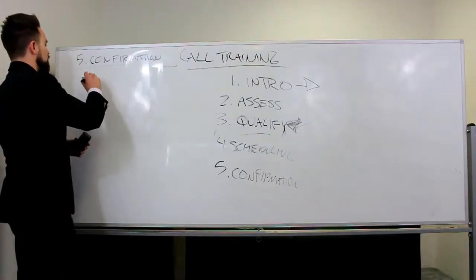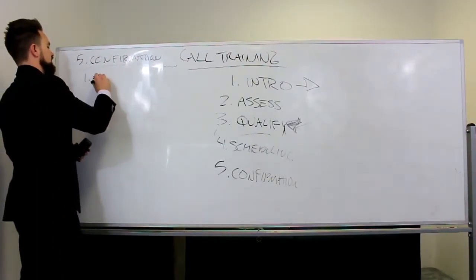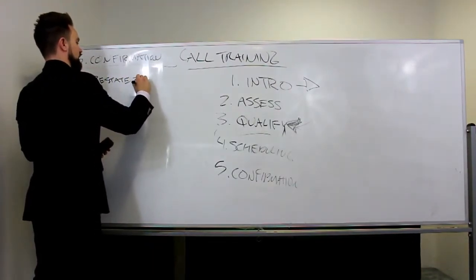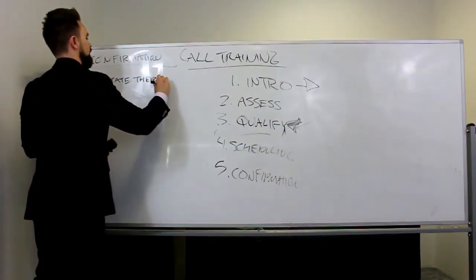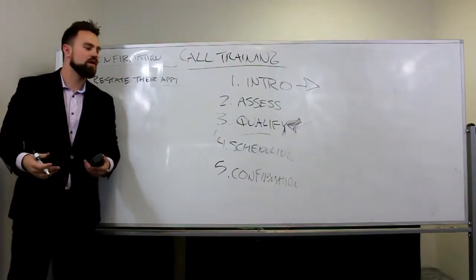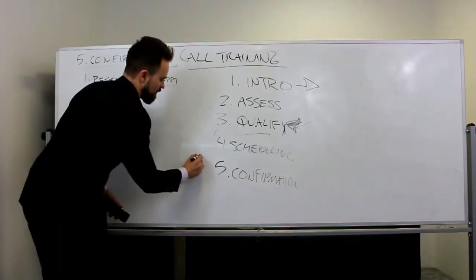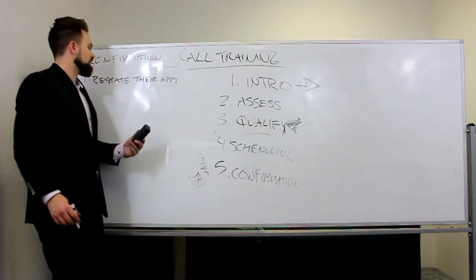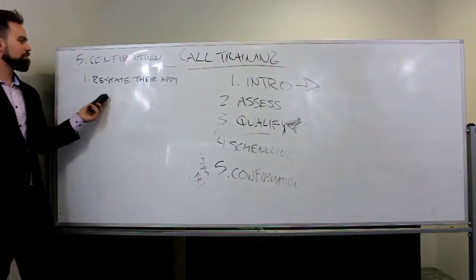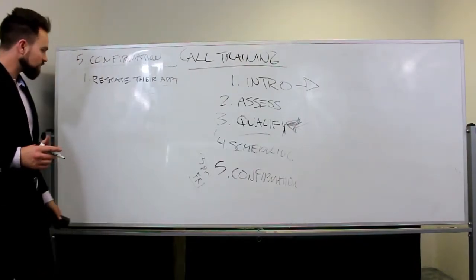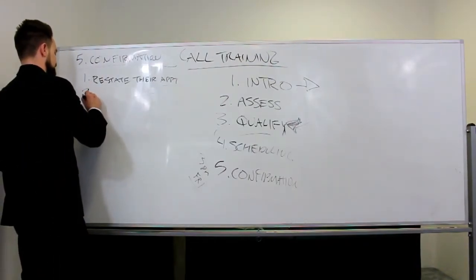Confirmation. Number 1, in confirmation, you want to restate their appointment time. That's self-explanatory. So, Mr. Seller, I have you down for 10 a.m. or 3 p.m. on Friday. We're going to use the 3 p.m. on Friday. That's going to be our time slot. So I have you down for 3 p.m. on Friday at your home at 123 Main Street. Okay? Second thing you're going to do, okay?